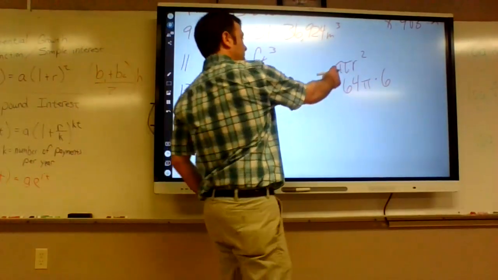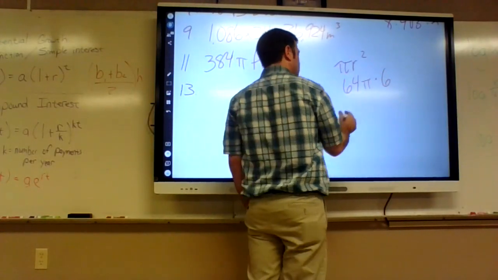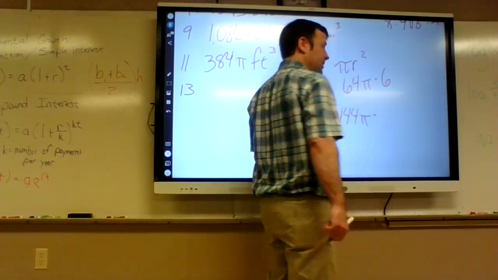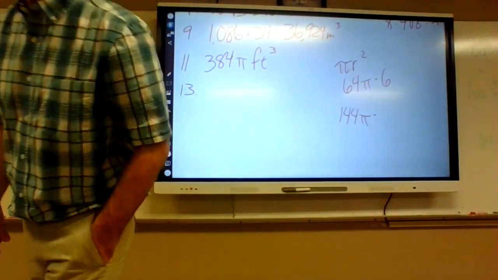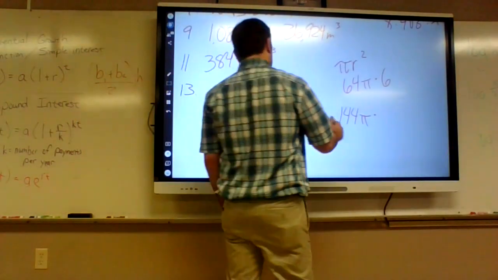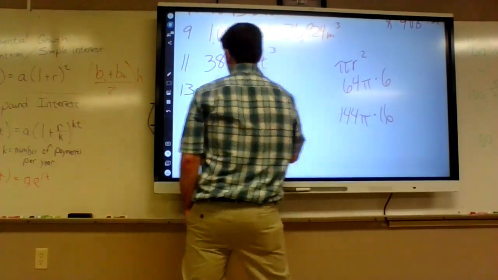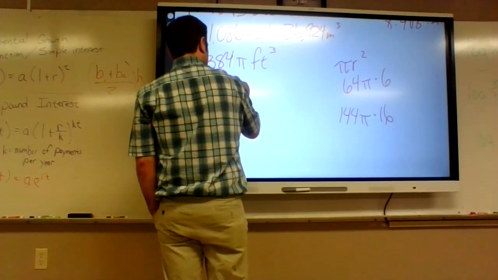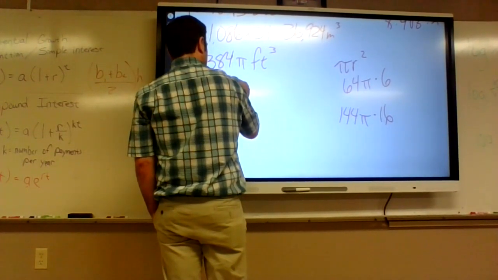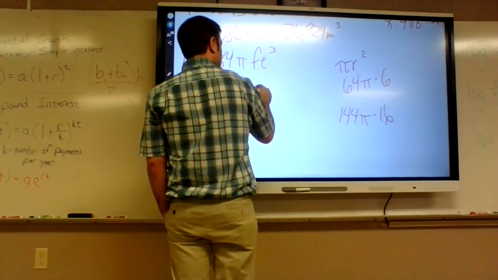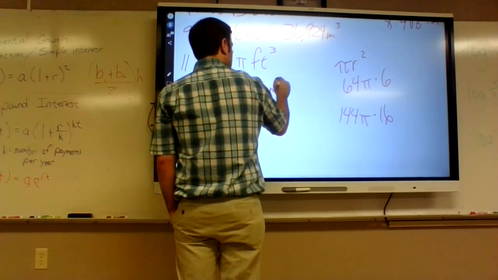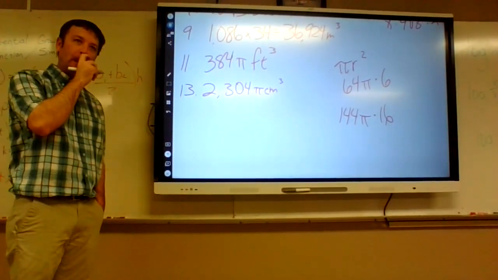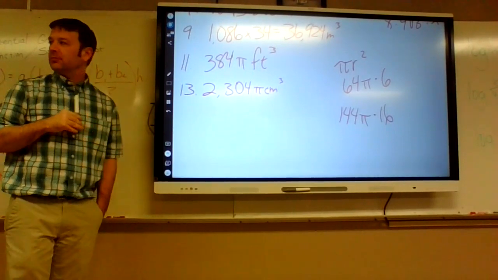We're going to do 12 squared times pi. You guys remember what 12 times 12 is? So we got 144 pi for the base. We're going to take that times the height of the cylinder, which was 16. Say again. 2,304 pi centimeters cubed.